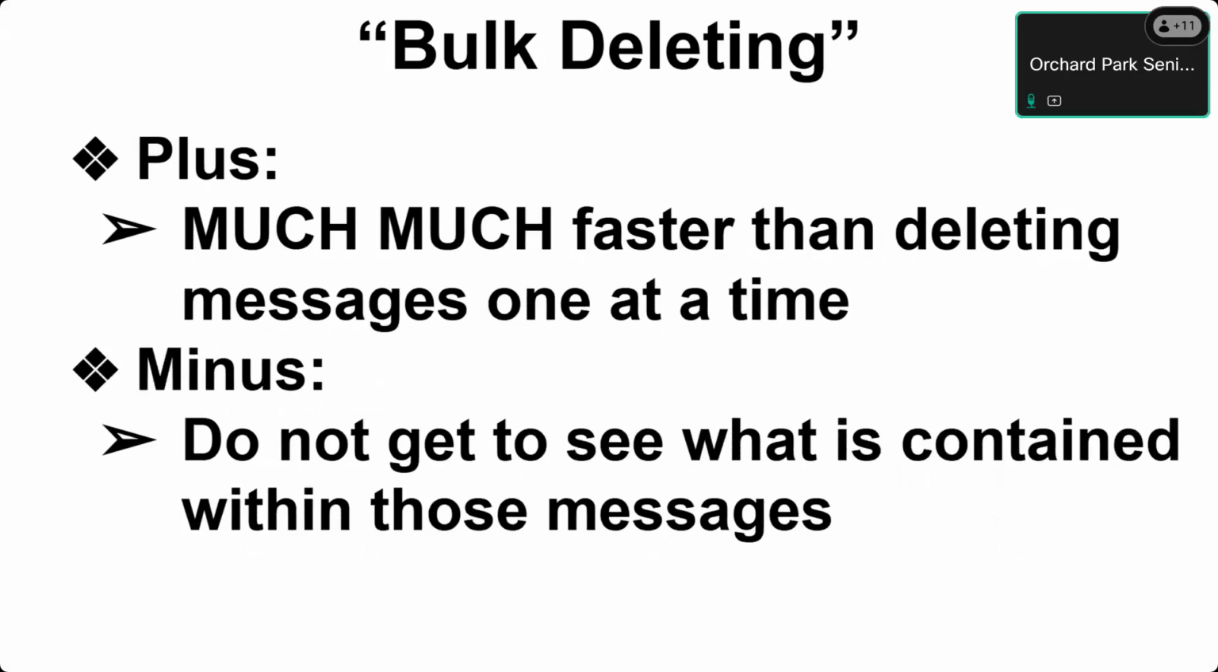Now, bulk deleting, again, is much, much faster than having to delete one at a time. The problem is you don't get to see what's contained within those messages. If you bulk select all your text messages, you're not going to be able to see what's in there. You're just deleting them sight unseen. Someone suggested I treat it like the trash: when I take out the trash every week, I look at the texts I got that week and just zap them.